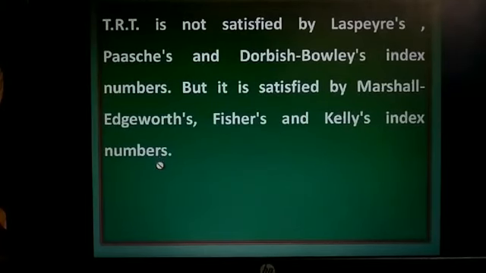How it can be performed, or how the proof can be given that TRT has been satisfied by so and so index numbers and has not been satisfied by so and so index numbers, we can give in the next video class, students. So in the next class to come, we will be observing how it can be proved that TRT is satisfied by these index numbers and not satisfied by a few index numbers.